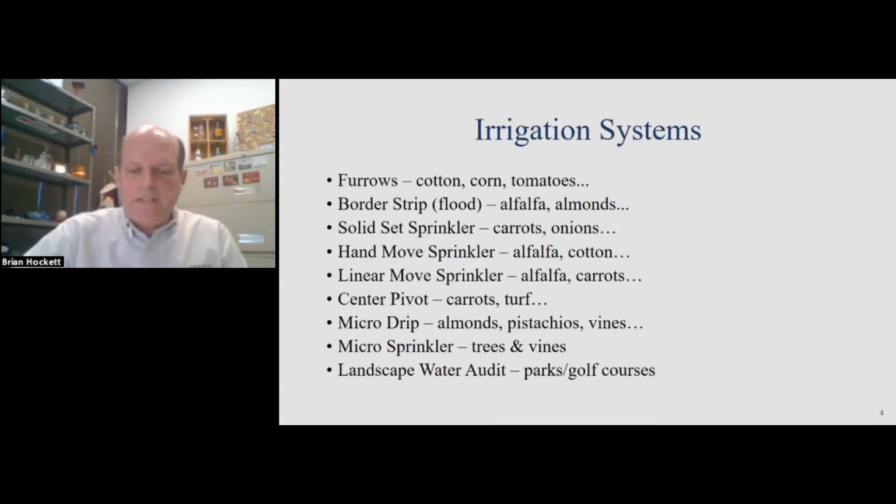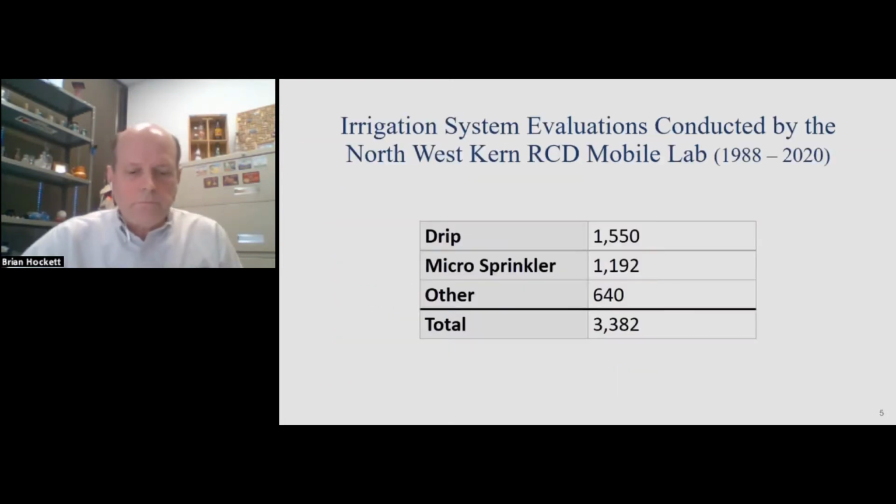Over the years, we've looked at just about every type of system out there. You're getting a lot of different crops, not all of which are mentioned here, but this list comprises the majority of crops that have been included. The generality of trees and vines under microsprinkler covers a lot as well. During that time frame, the lab has conducted a total of almost 3,400 irrigation evaluations.